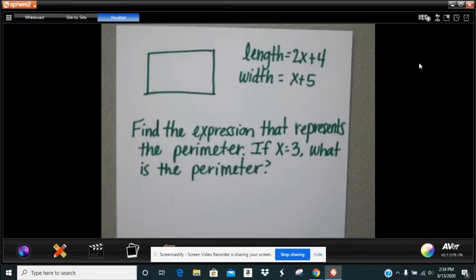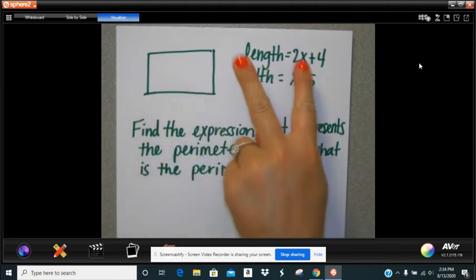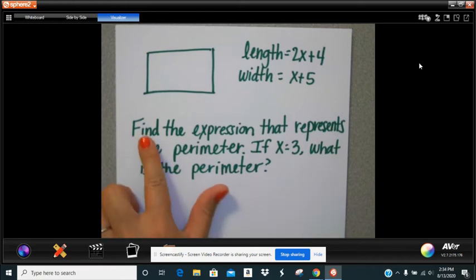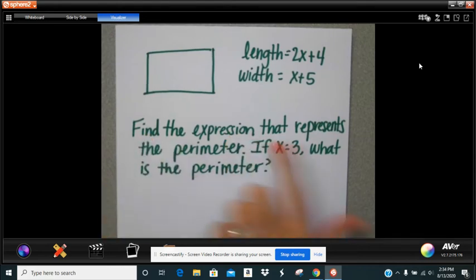All right. So the next example we're looking at here, we've got a rectangle with the length and the width, and it says find the expression that represents the perimeter. If x equals 3, what is the perimeter? Okay, so we've got two things we're doing here. Let's just start with the first one. Find the expression that represents the perimeter.